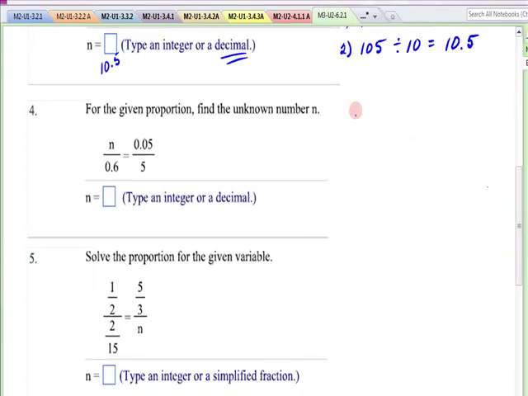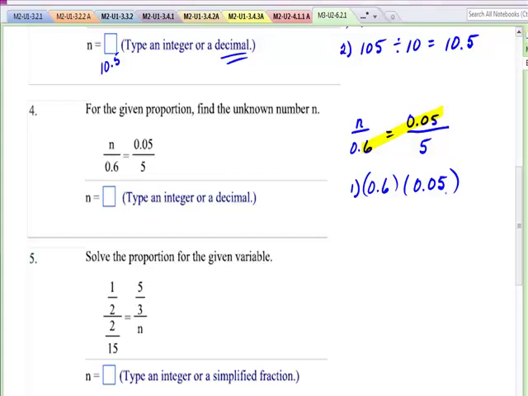Okay, sometimes we have decimals. We have n is to 0.6 as 0.05 is to 5. Step number 1, I'm going to do that cross product. So I have 0.6 times 0.05, and that gives me 0.03. Step number 2 is to take 0.03 and divide it by the number we haven't used yet, which is 5, and I get 0.006.